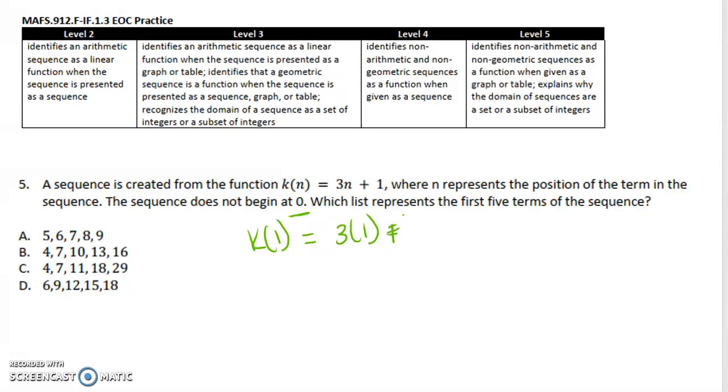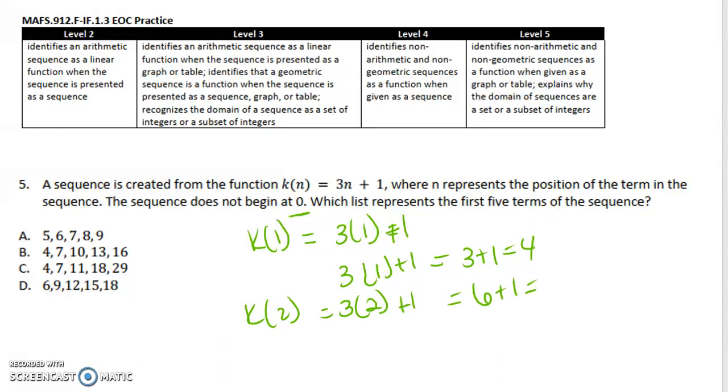So if we plug 1 in, we rewrite this, we get 3 plus 1, which is 4. If we plug our second term in, we have 6 plus 1, which is 7. If I plug that third term in, I have 9 plus 1, which is 10. And so from there we can see our correct answer would be B.